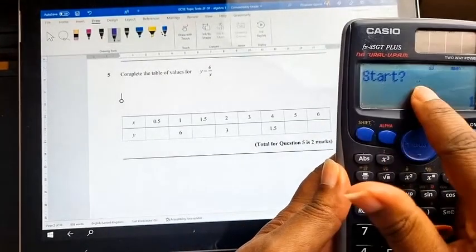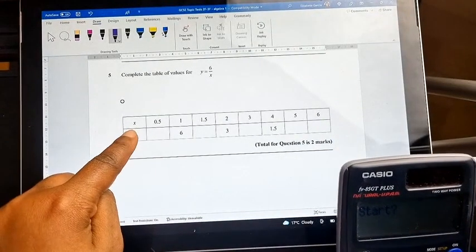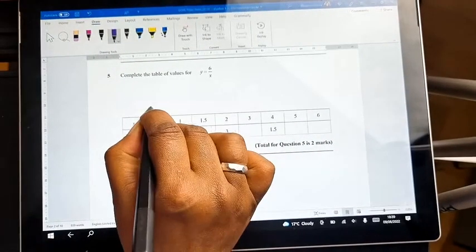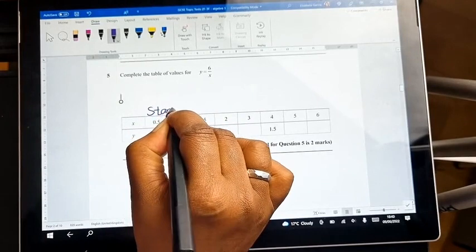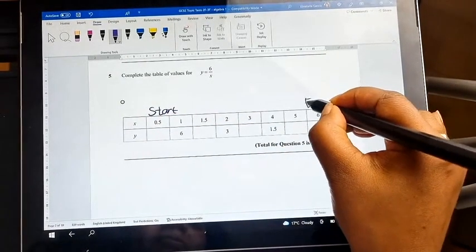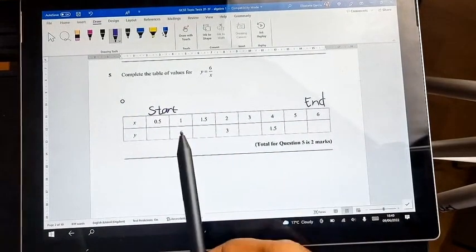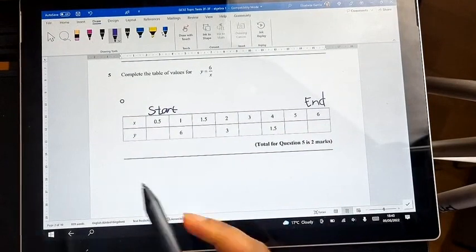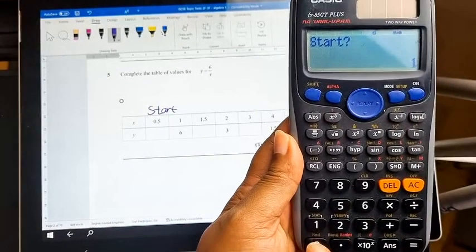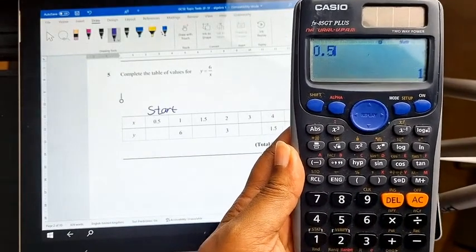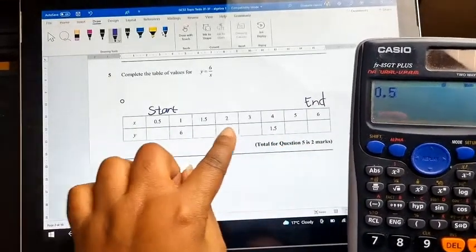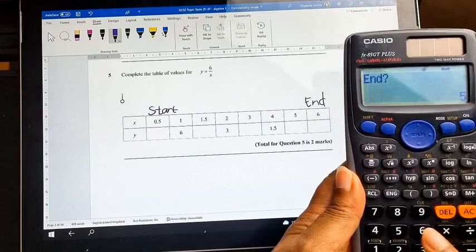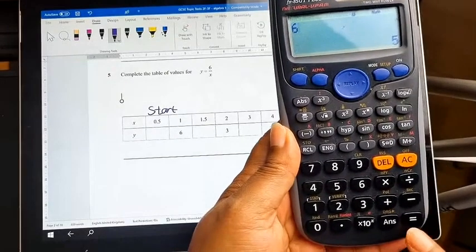Now, when it says start, the start is where you have the values of x. So the first one is this one. I always say this is the start. And this is the end. Although most of it is going up by 1, we have one that starts at 0.5. So I always advise the start to be from 0.5. Once you've done that, you will be able to see all of them. The end is all the way to 6. So I'm going to write the end is 6, and then you press equals.